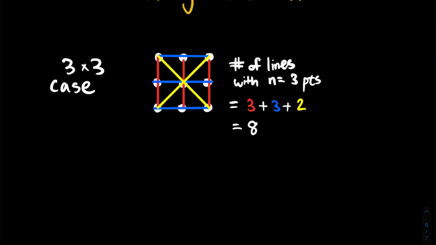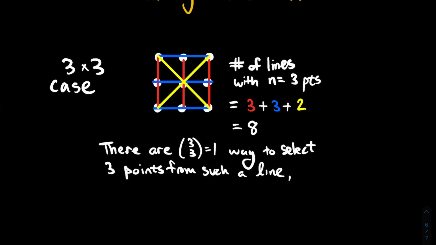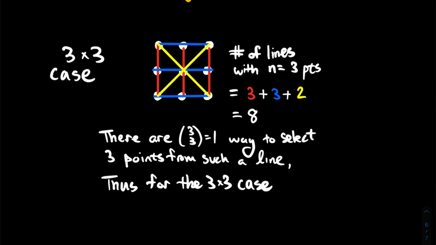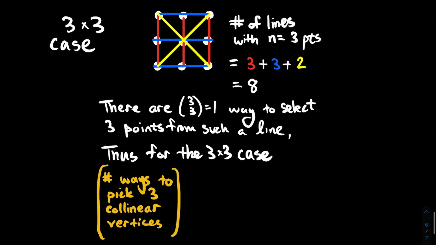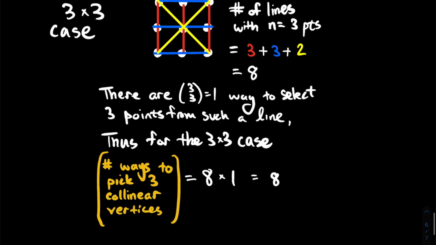And now, for any of these lines, there are 3 choose 3 ways to pick 3 points from that line. In other words, there's only one way to pick all 3 points from any one of these lines. Thus, for the 3 by 3 case, the number of ways to pick 3 collinear vertices would be 8 times 1. So 8 times 3 choose 3, and that gives me 8.